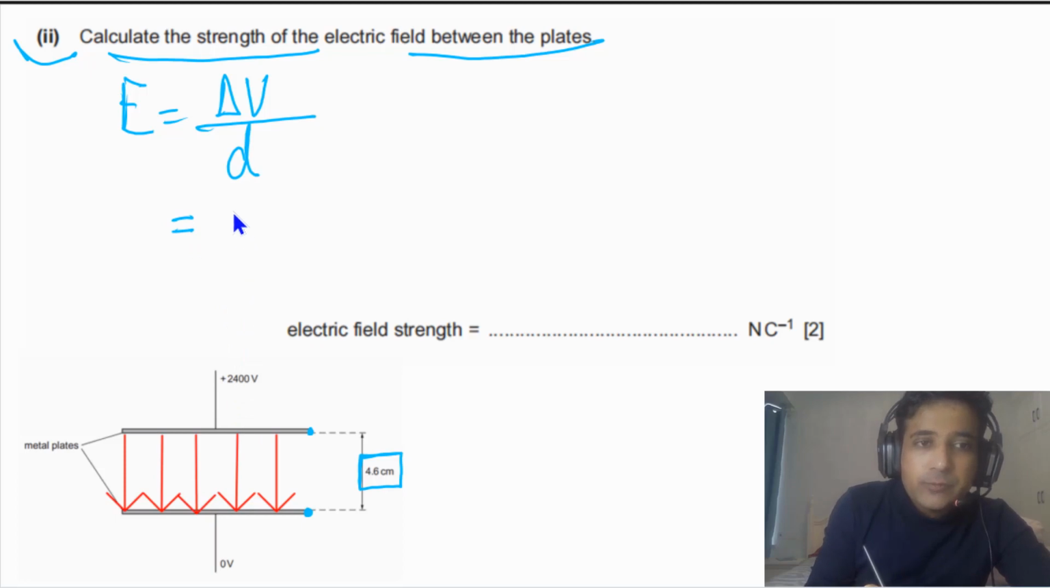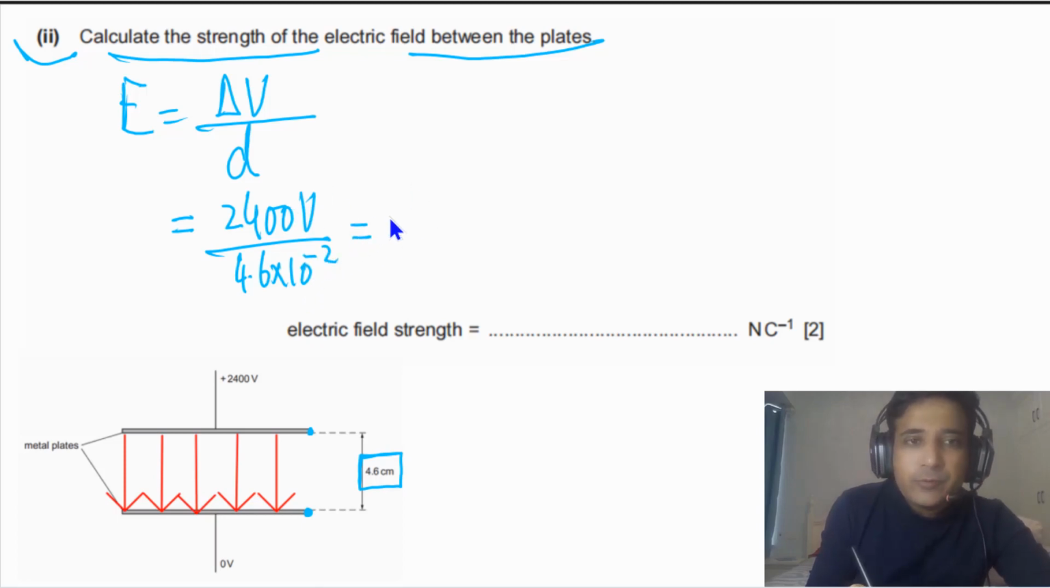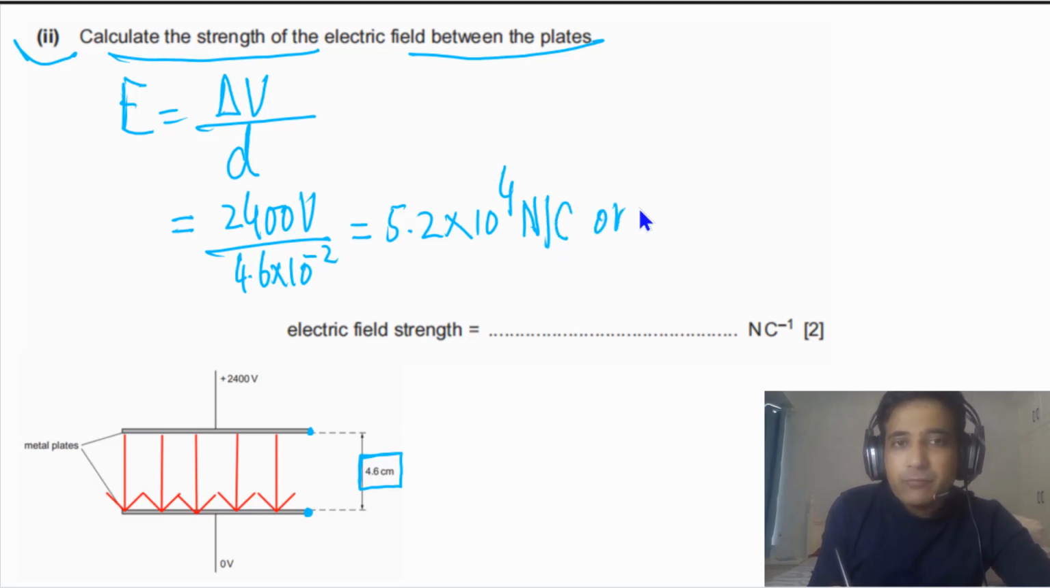The potential difference is equal to 2400 volts, and the separation between these 2 points is 4.6 centimeters, meaning 4.6 times 10 to the minus 2 meters. Now if we solve this, our final answer will be 5.2 times 10 to the 4 newtons per coulomb, or you can say volts per meter. These are the same units. We use 2 significant figures because in the given data, the least number of significant figures is 2, so we also use 2 significant figures in the final answer.